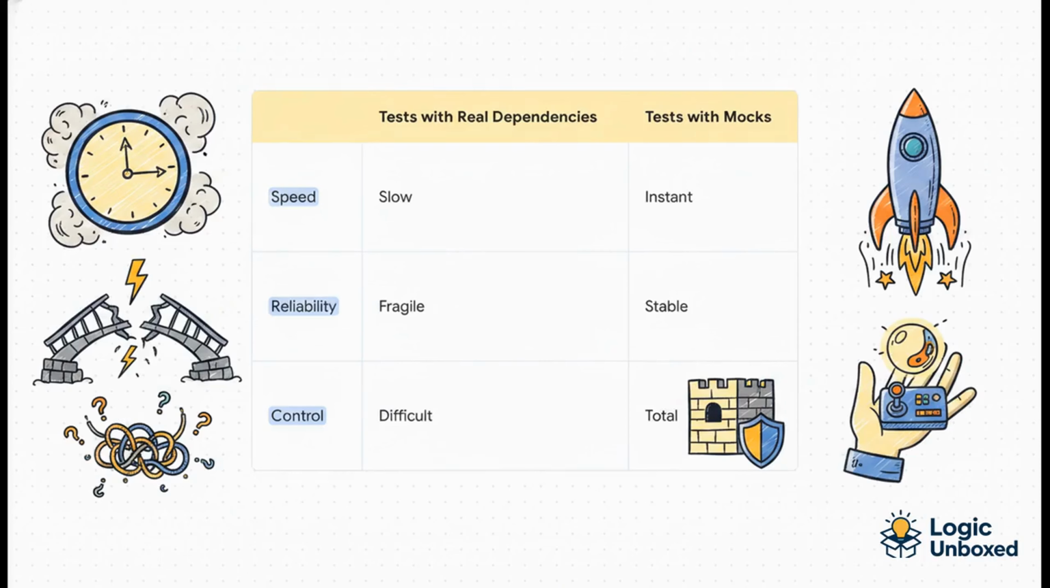It's night and day. On one side, you've got your tests hitting real dependencies. They're slow as molasses, they're fragile. One network hiccup and everything breaks, and good luck controlling the test scenarios. But on the other side, with mocks, your tests are literally instant. They're rock solid stable, and you get total, absolute control.